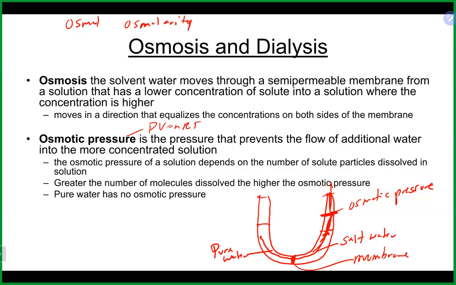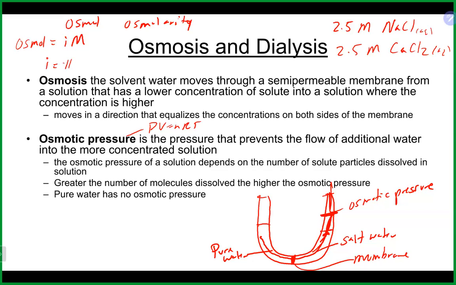So for example, if I had two solutions, and we'll just say it was a 2.5 molar sodium chloride solution, where the big M stands for molarity, and I had a 2.5 molar calcium chloride solution in this particular case. The way that we could calculate the osmolarity is that the osmolarity is equal to i times the molarity. i is what is known as the van 't Hoff factor. It essentially is the number of particles in a solution.